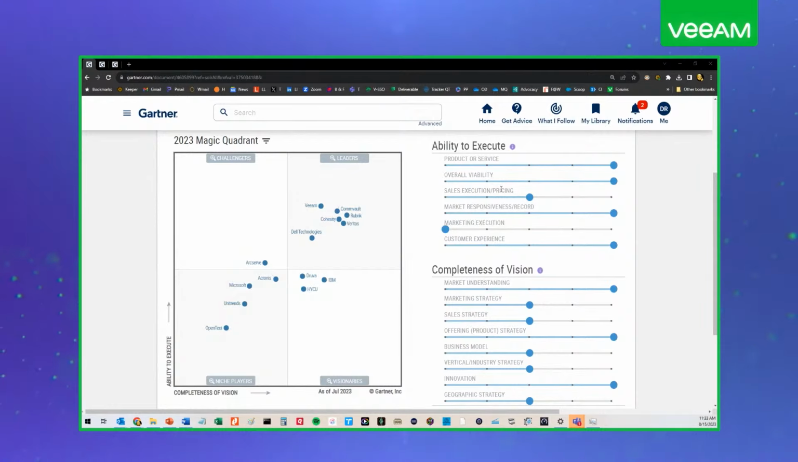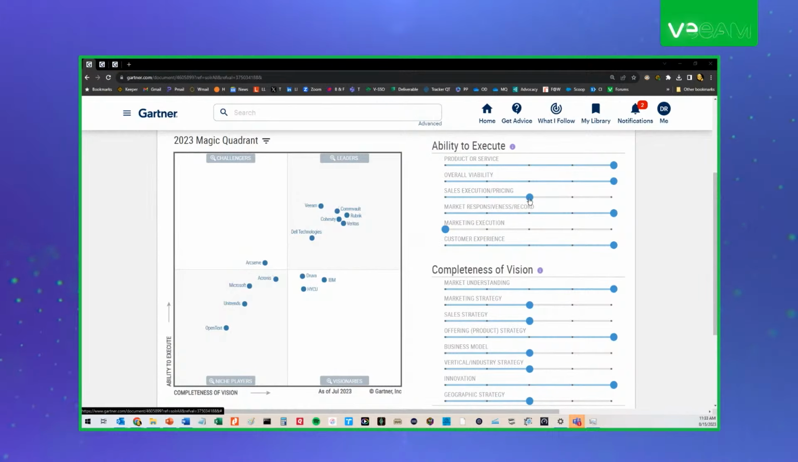So you can see the Gartner analysts took sales and execution pricing and put that about halfway. They've got other things like customer experience all the way up. You've got something like marketing incredibly low, about as low as you can get. Pick a slider, and we're just going to move it around and see what happens.